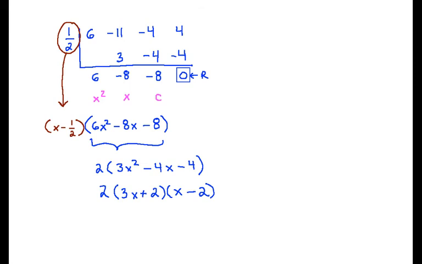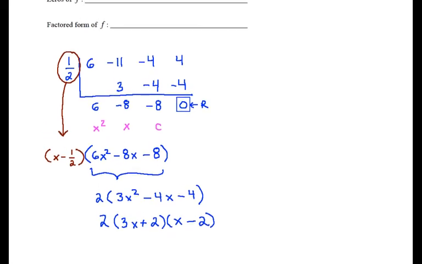So let's go ahead and put all of these factors together for my factored form. I'm going to put the 2 first because, again, it's a single term factor. So the monomial factor generally comes first. And then my x minus 1/2. And then the 2 factors that I just found, 3x plus 2, x minus 2.